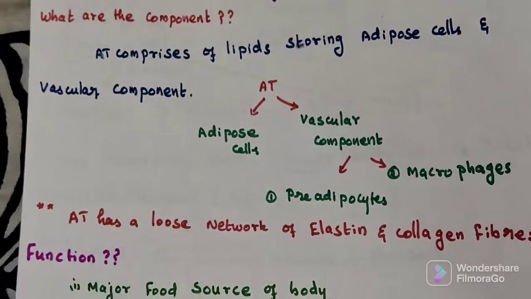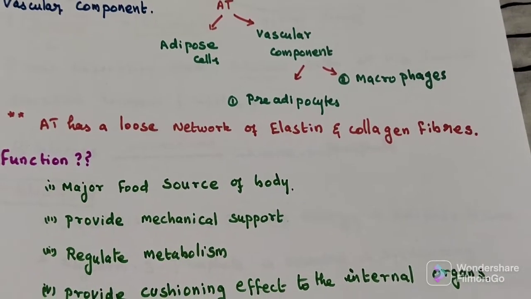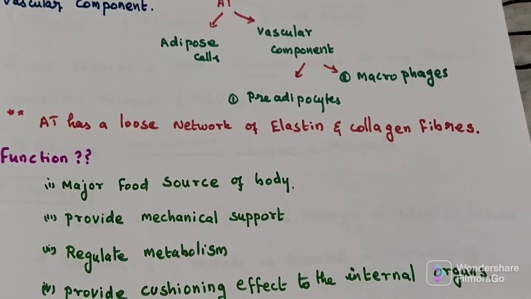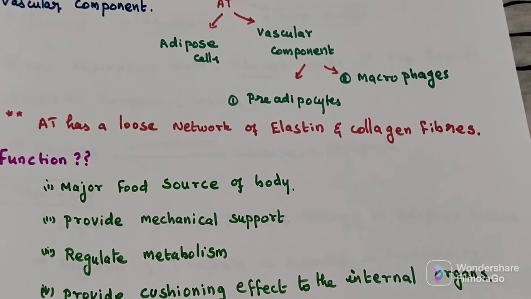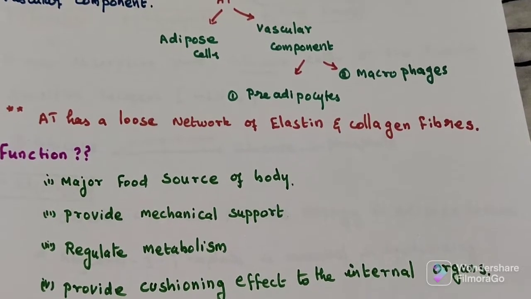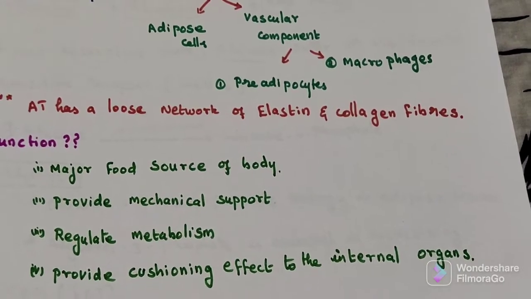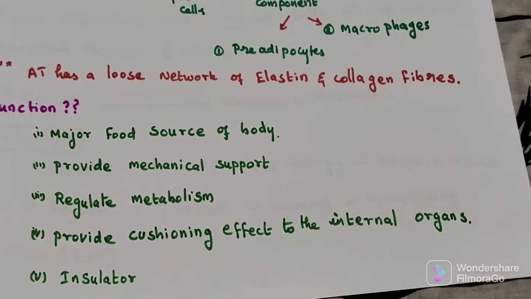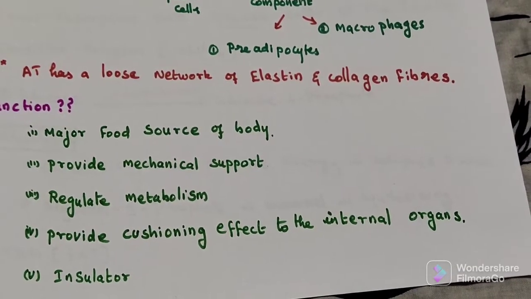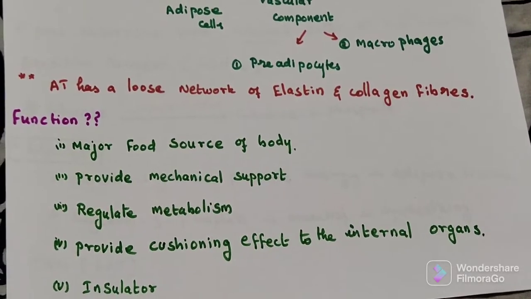Let's see the functions of adipose tissue. What are the important functions of adipose tissue? It is the major food source of the body. They provide mechanical support. They do an endocrine function, that means it regulates metabolism. Then they provide a cushioning effect to the internal organs, and also function as an insulator of our body. These are the important functions of adipose tissue.